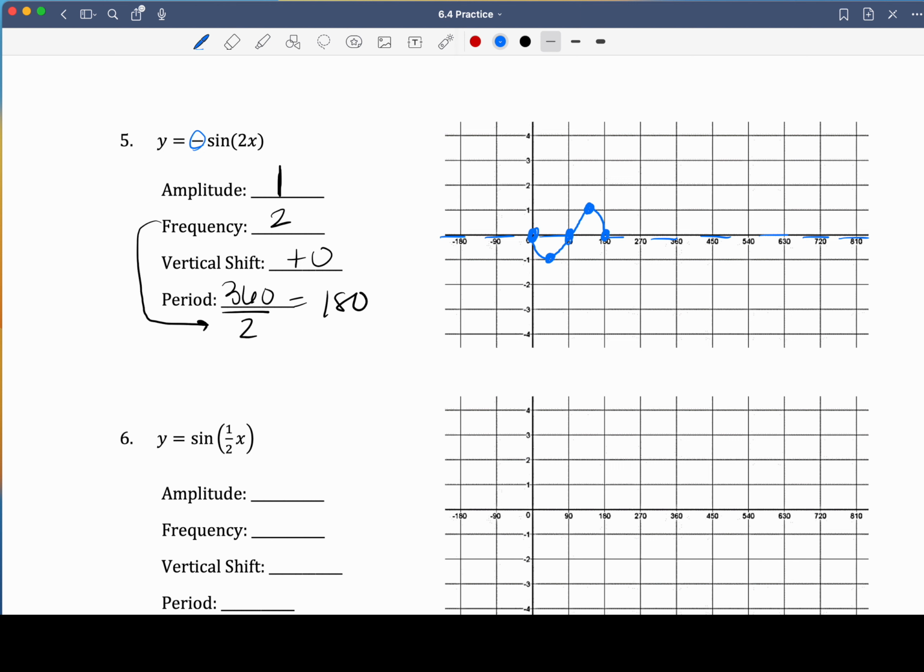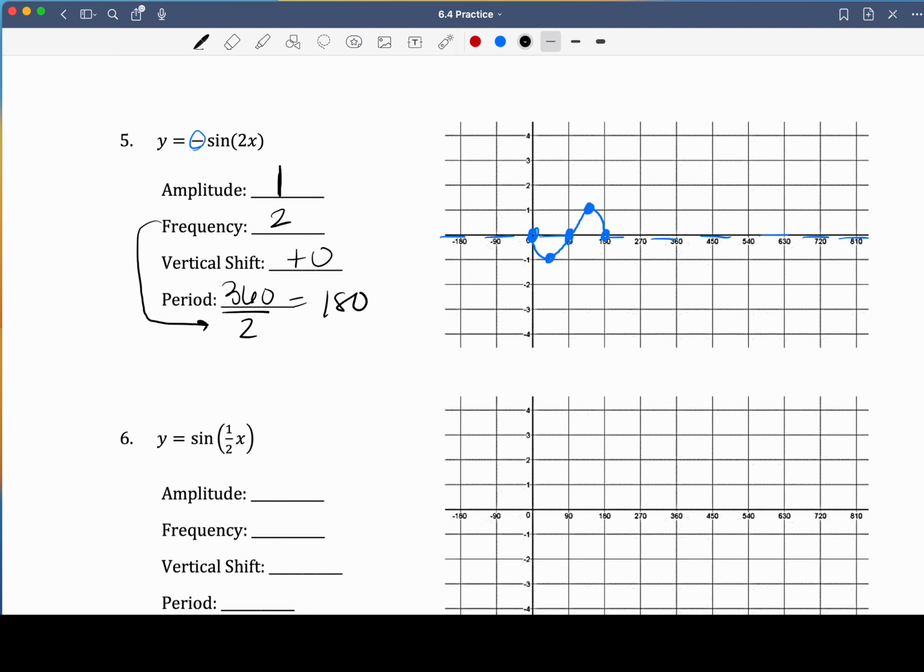All right, so number 6, I kind of want to show number 5 and 6. If you look at number 5 and number 4, the frequency was 2. And so what it did is it shrunk the graph from left to right. It squeezed it. But notice how in number 6, our frequency is a fraction. It's something between 0 and 1. When your number's between 0 and 1, you would think that it reduces the graph. But in actuality, what it does is it stretches the graph from left to right. It's going to expand it and make it longer to cycle through.